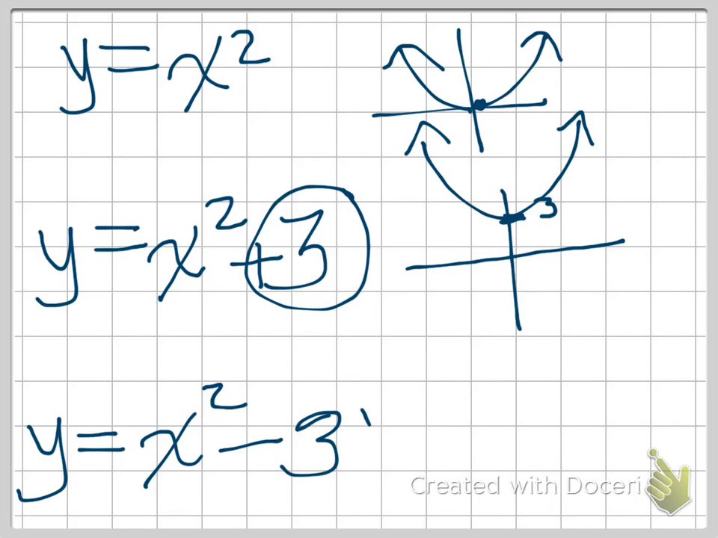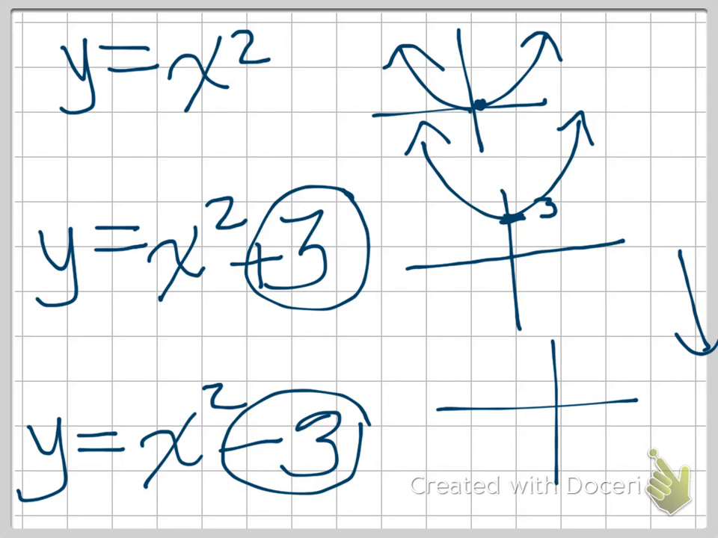And x squared minus 3, well, the minus is telling me that it's vertically shifted but down 3 units. So again, instead of at 0, 0, it's at 0, negative 3. And that's what a vertical shift is. So you're expected to know that if you see a function, and here's the original function, we call the original function the parent graph, if a number is being added or subtracted, that it's a vertical shift up or down.